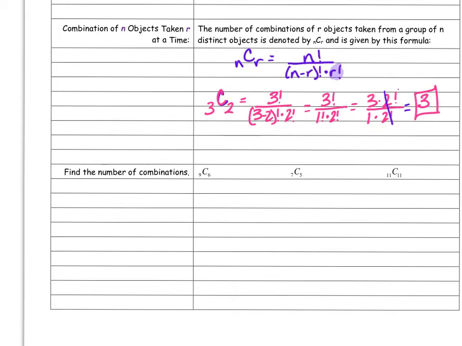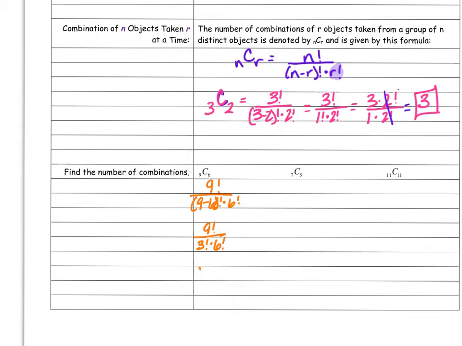So I have 9 items. I want to choose 6 of them, and I want to find the combination. So that's 9 factorial over 9 minus 6 factorial times 6 factorial. That gives me 9 factorial over 3 factorial times 6 factorial.